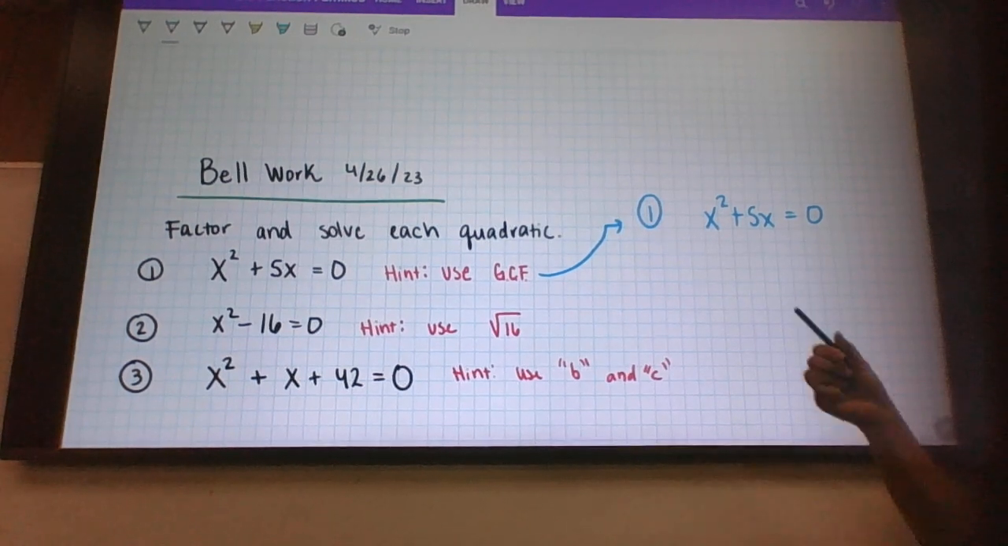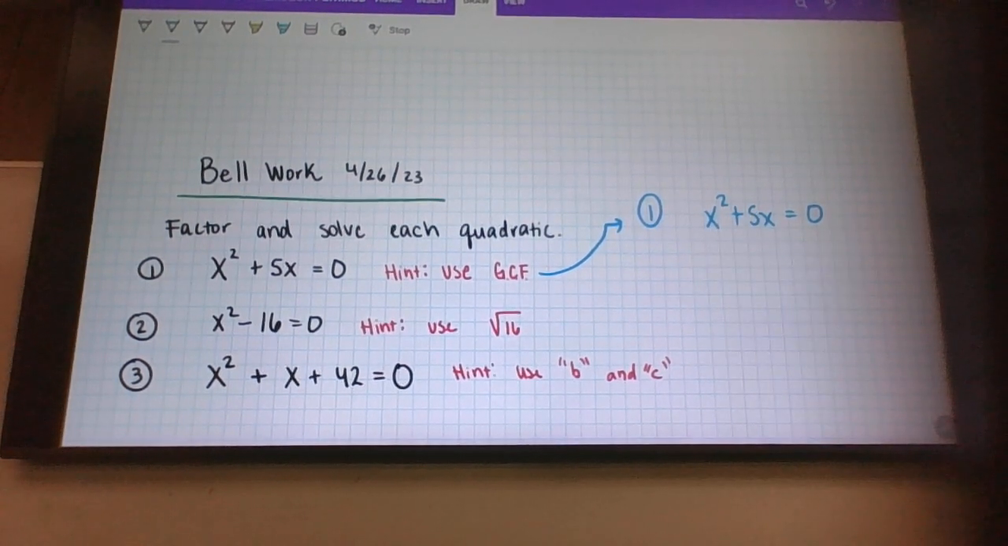What do the two terms have in common? X squared and 5x? Just x. A variable can be a common factor. So the GCF is the variable x. More difficult than taking a number out. You've taken a number out before. Sometimes we'll just take a variable out. Sometimes it's two variables. So this is taking an x away from both of these, making it x plus 5.